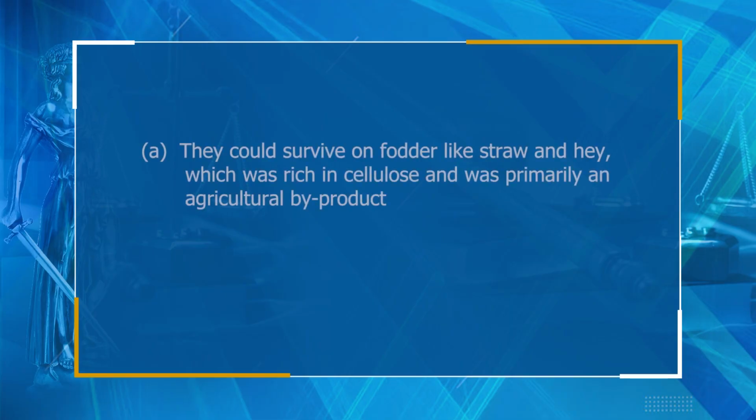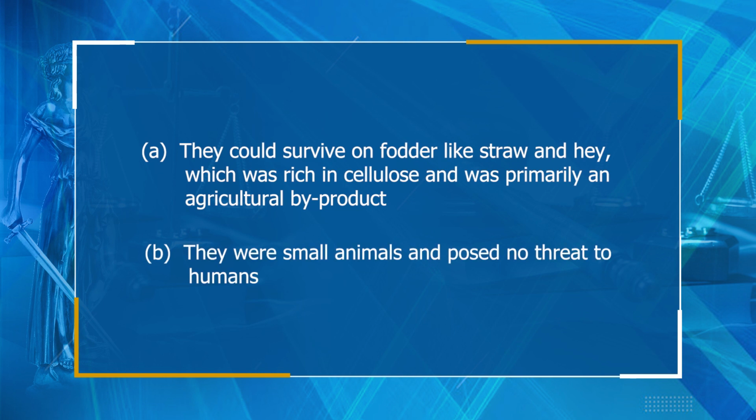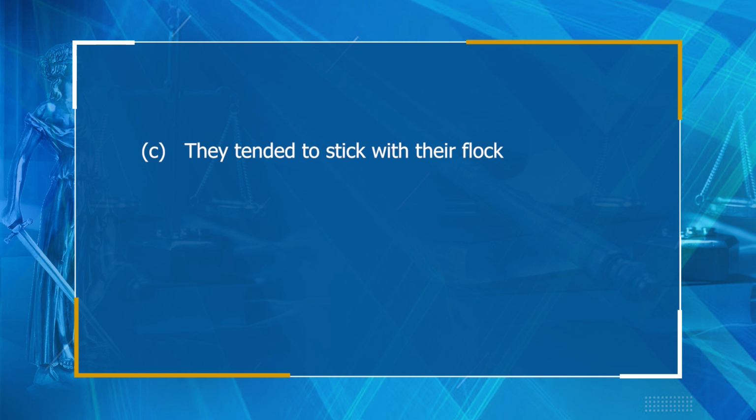Sheep and goats were regarded as the ideal animals for domestication trials because they could survive on fodder like straw and hay, which was rich in cellulose and was primarily an agricultural byproduct. They were small animals and posed no threat to humans. They tended to stick with their flock and they had easy to follow eating habits.